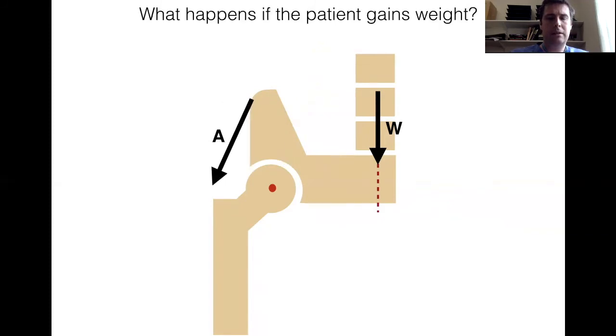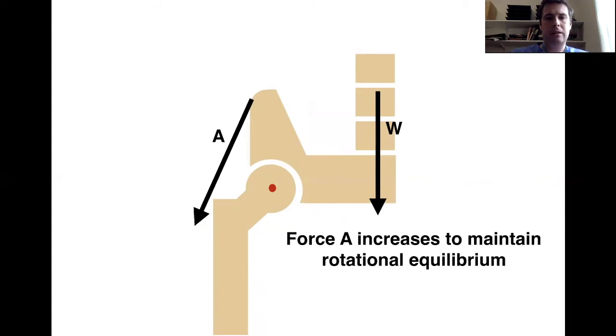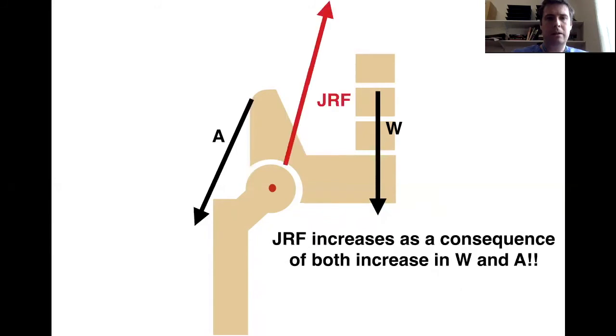So let's discuss a scenario now where the patient gains weight. So the first thing that happens, we have to acknowledge, is that the force W increases. Force A, as a consequence, has to increase in order to maintain rotational equilibrium. So W is acting in a clockwise direction, A is acting in an anti-clockwise direction, so force A has to increase to maintain rotational equilibrium. The result of this is the joint reaction force has to increase even further.